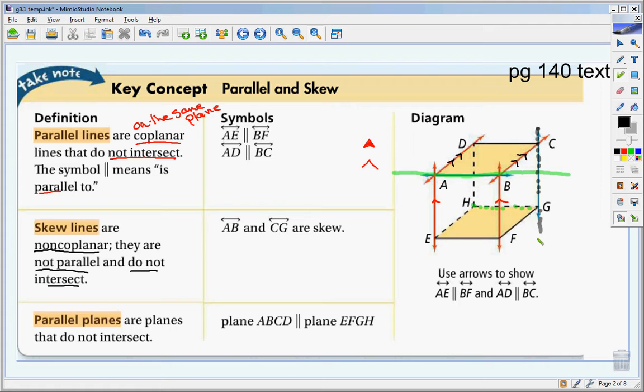Now, mathematically, the only thing that's important to know about skew is its definition. We can't work with skew lines. They don't have any unique properties. So really, the only thing you need to know is what it means to be skew.